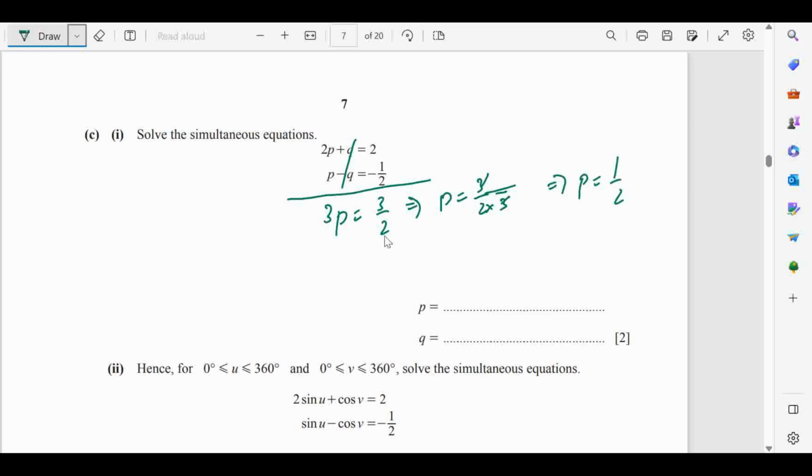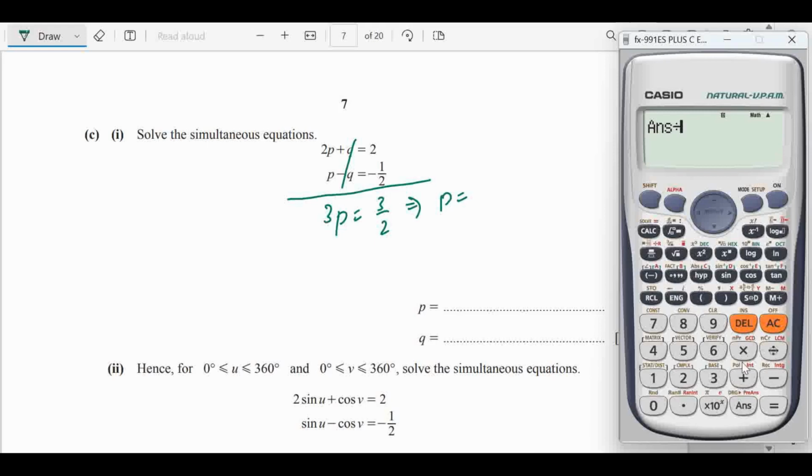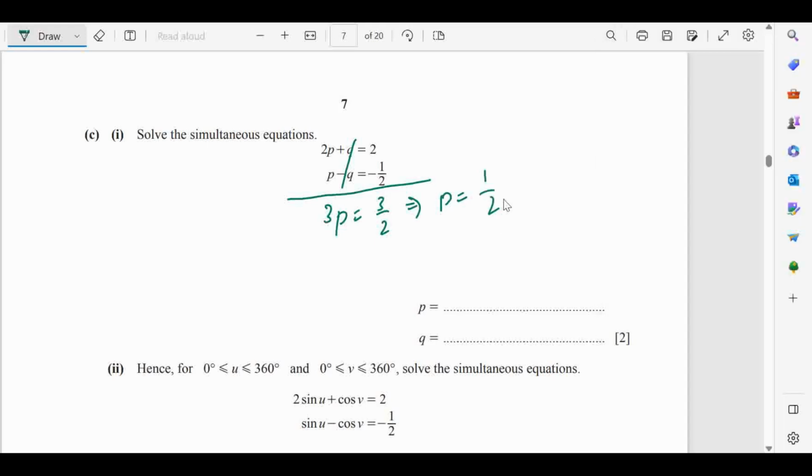So p will be equal to 1 by 2. Or we can say, if it is not clear, we can again use the calculator, although we can find out without using the calculator. So as we can see that this is 3p is equal to 3 by 2, so p will be equal to 3 by 2 divided by 3. This will be equal to 1 by 2.